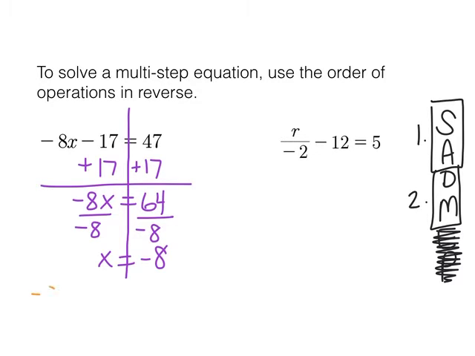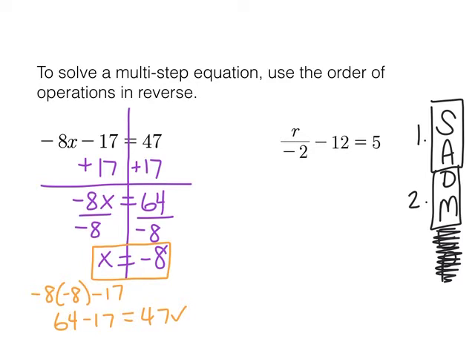Let's double check. Negative 8 times negative 8 minus 17, what is that? That's 64. Minus 17. 64 minus 10 is 54. 54 minus 7 would be 47. And I did check it, and I do have the correct answer.